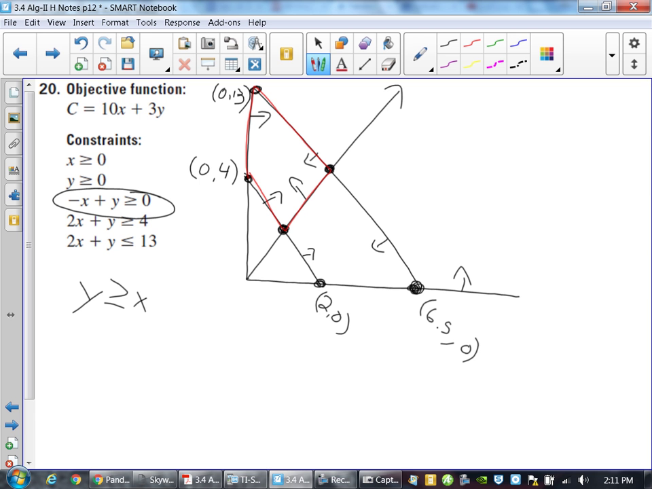Like that. So we have to figure out where this line intersects this line and where this one intersects this one. And again, we're going to treat it like direct substitution, since y equals x. It's just a matter of plugging into each other. So if I say y equals x, I get 2x plus x is 4. That means my ordered pair is 4/3 and 4/3.